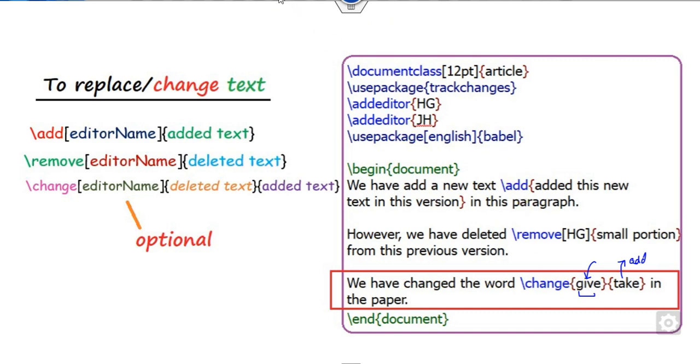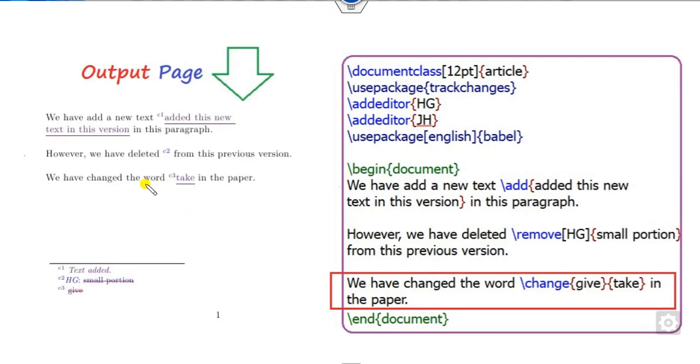So once you run this file, you can see we have changed the word give to take. You can see the output: we have deleted the word give, that is, we have replaced the word give with take in the LaTeX document. So this is the C3.